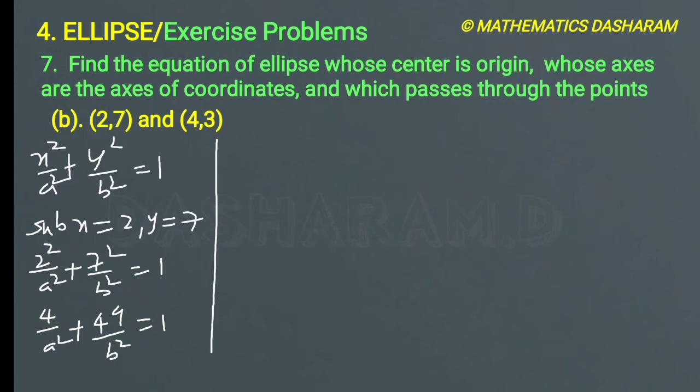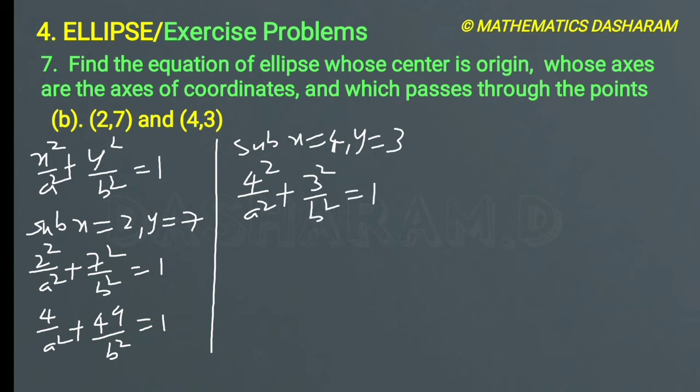Next it passes through the another point 4, 3. Then substitute x equals to 4, y equals to 3 in the standard form of an ellipse. So x square means 4 square divided by a square. Next 3 square divided by b square equals to 1. 16 by a square plus 9 by b square equals to 1.